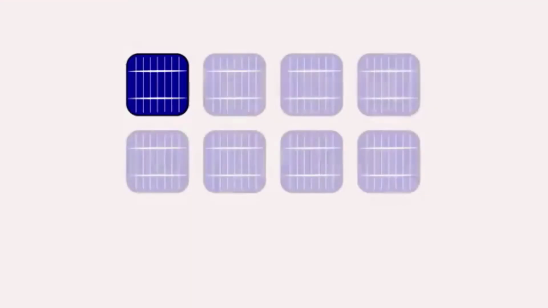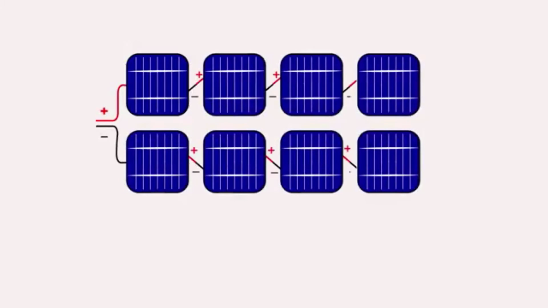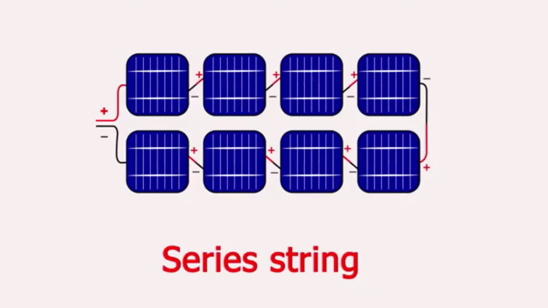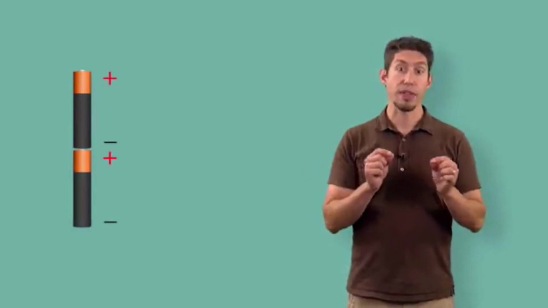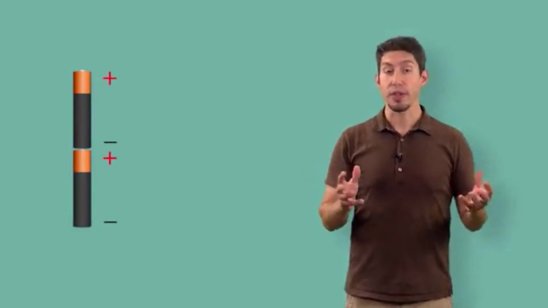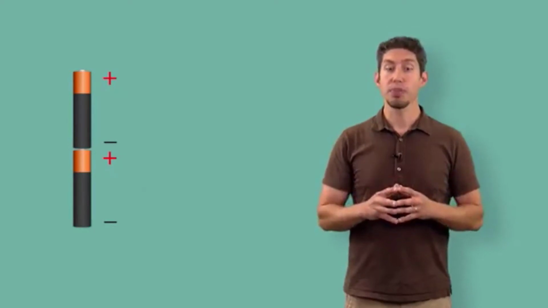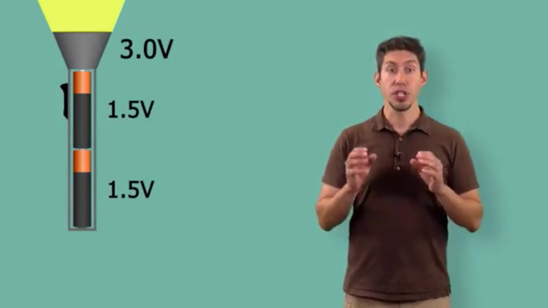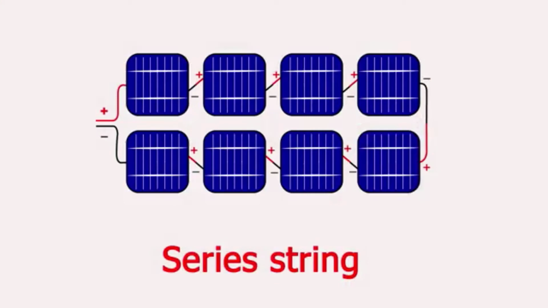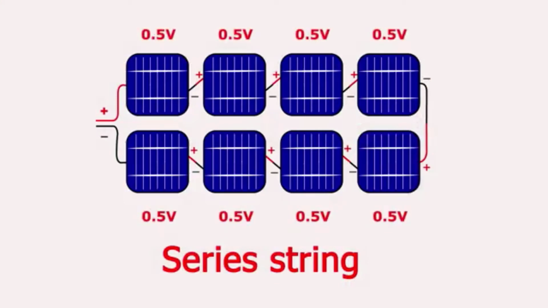Now, a half a volt isn't going to be able to do very much, so cells are connected in series to create what's called a series string, thus increasing the voltage. This is similar to how batteries are put together in electronics, front to back, so they add up to a higher voltage. So for example, you might put 2 AA batteries into a flashlight, which increases the total voltage to 3 volts. The voltage of the series string is simply the sum of the half volt cells, which in this illustrated example of 8 cells would be 4 volts.